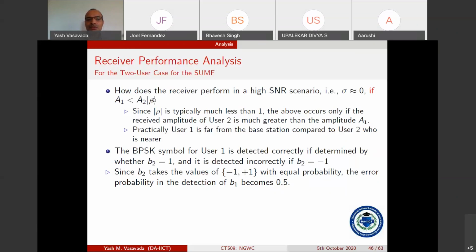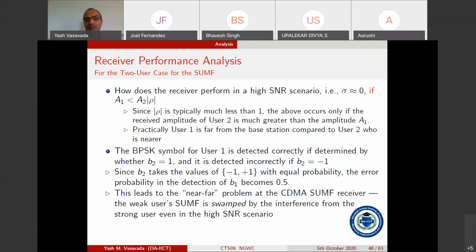And so now, even if this rho, the correlation between the signature sequences, is pretty low, if A2 overcomes that attenuation introduced by the correlation coefficient rho, we will have a problem. And this is called the near-far problem. The nearer user will destroy the performance of the far away user at the SUMF. Even in the absence of noise, even when the base station equipment is so nicely designed that the thermal noise is very small, the other user situated closer to the tower is going to destroy the performance of a user which is far away.